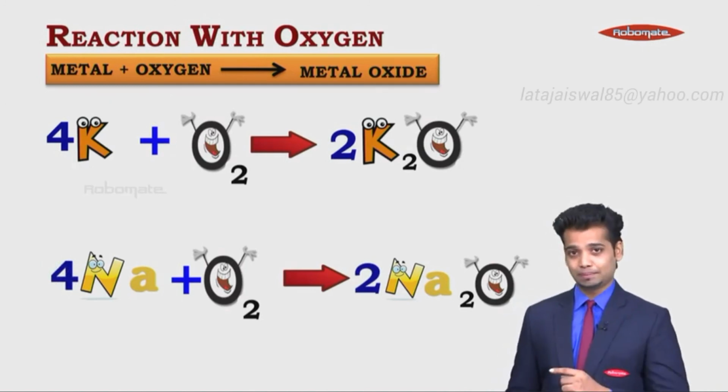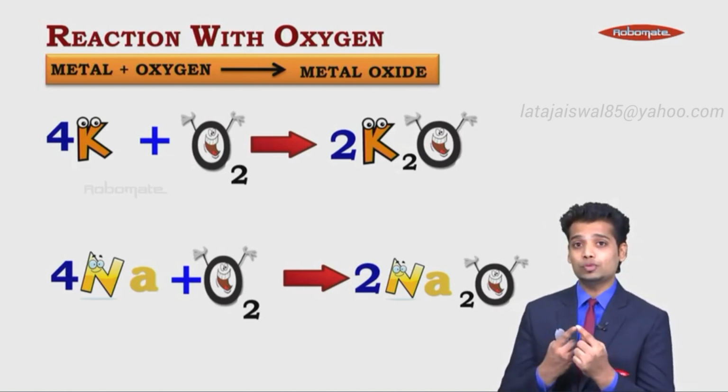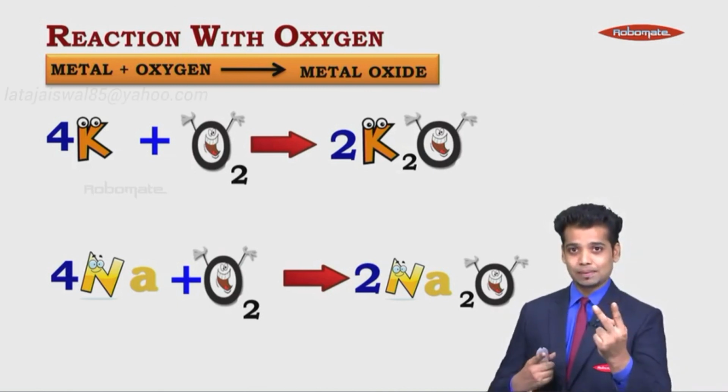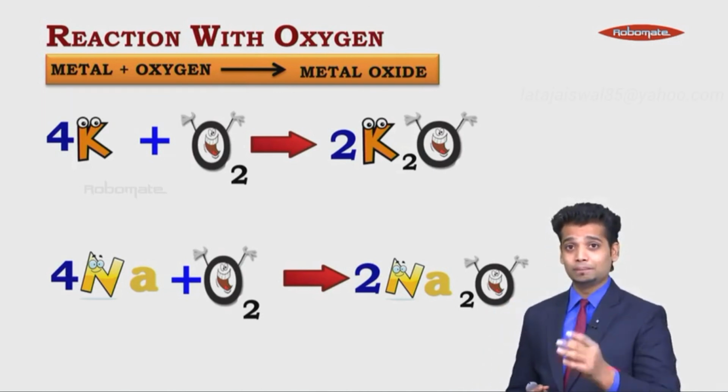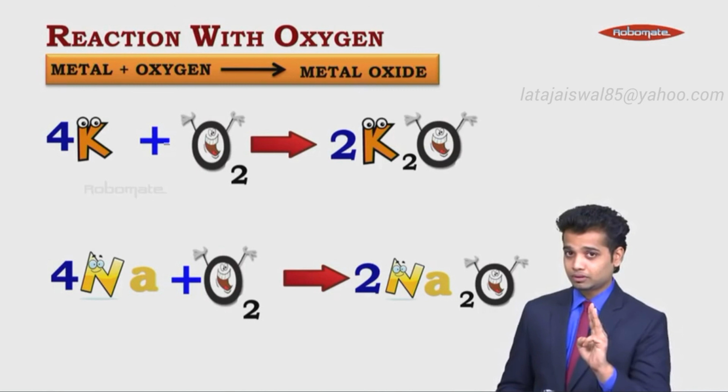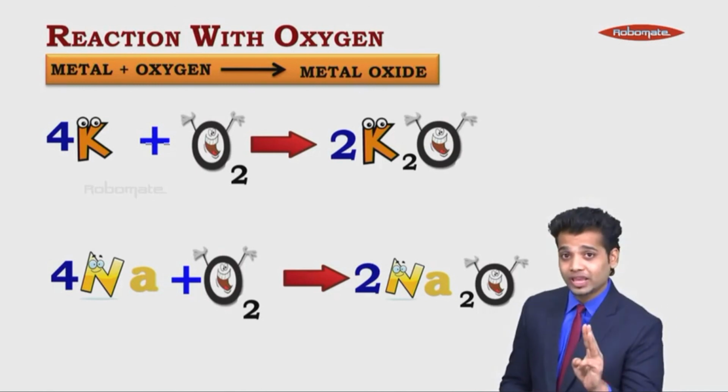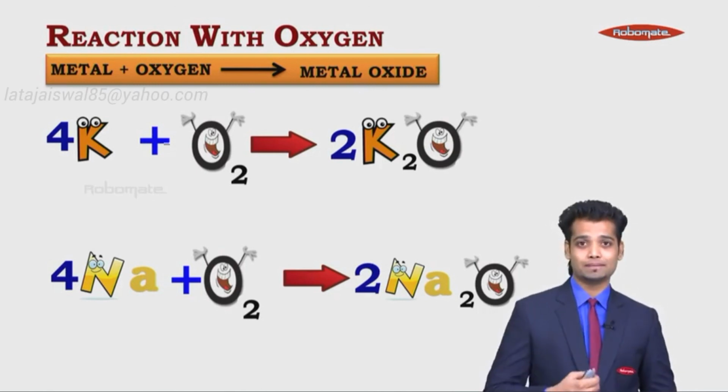So your first step is to find what will react with what. Your second step is to crisscross the valencies and form the corresponding compounds. And your third step, the one which you'll tend to forget, is balancing the chemical equations.